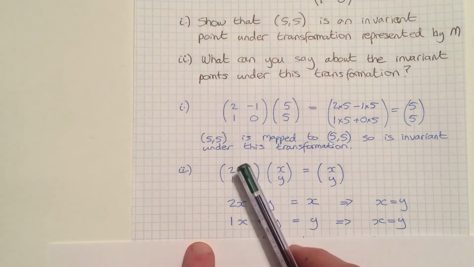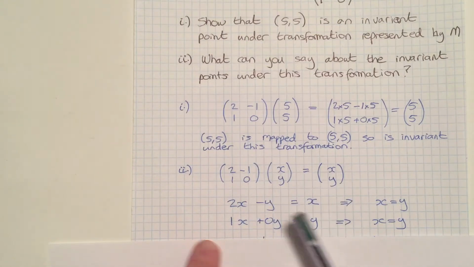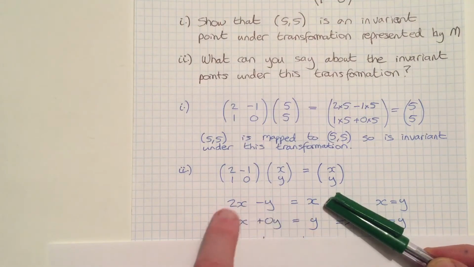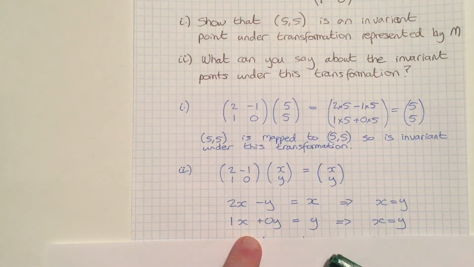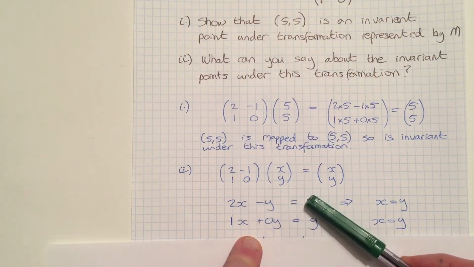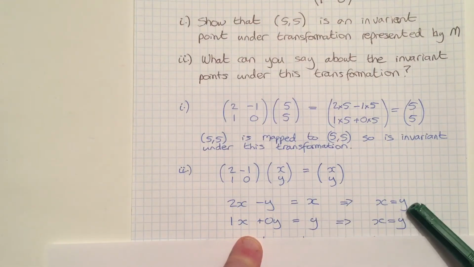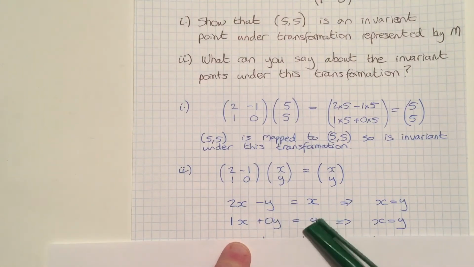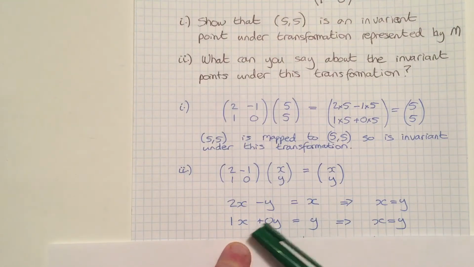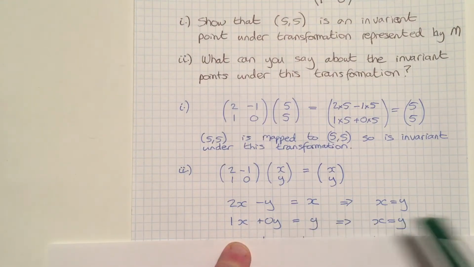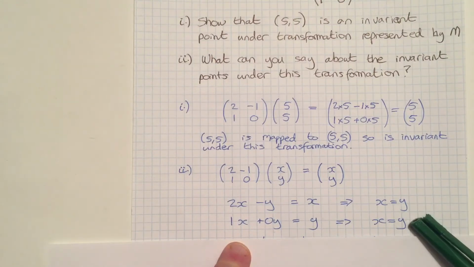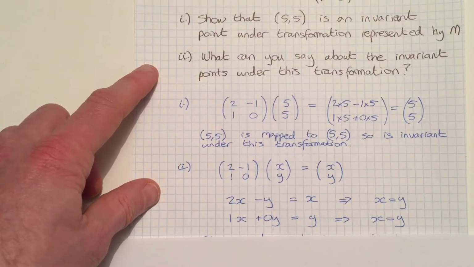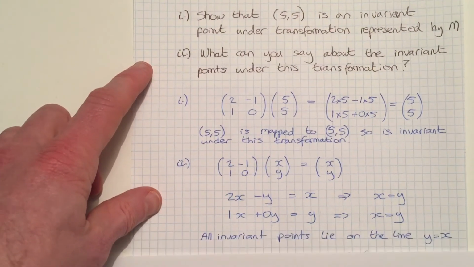So this is just multiplying that out. And I notice by rearranging the top equation here, if I just take x away from both sides and add y to both sides, this equation can be rearranged to be x equals y. And similarly, the bottom equation can be rearranged. In fact, it's already in the form of x equals y. So these are consistent. So what we're finding is all of the coordinates where x equals y are invariant.